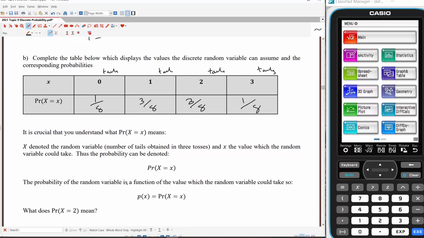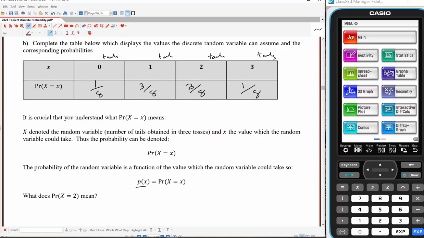The probability of the random variable is a function of the value which the random variable could take. So we also say this is p of x, i.e. it becomes a function. So we pop 0 in, and out pops an eighth. Pop 1 in and 3/8 pops out. Pop 2 in and 3/8 pops out. Pop 3 in and 1/8 pops out. So we consider it a function as well.